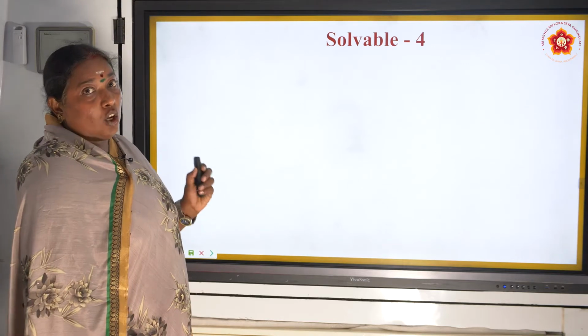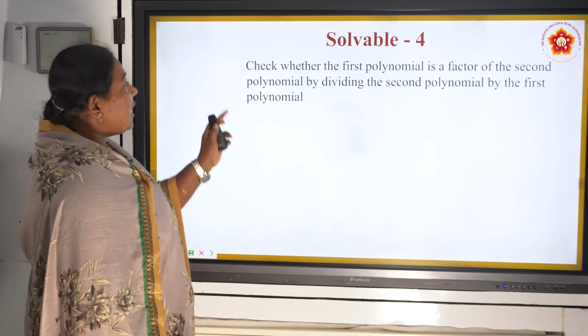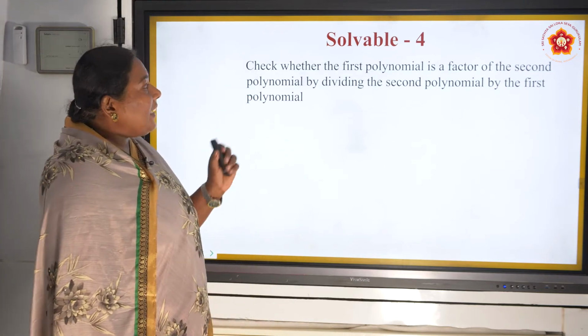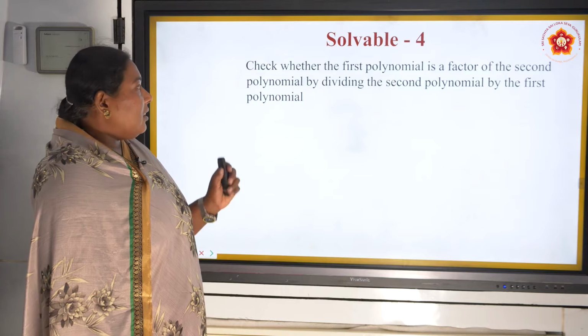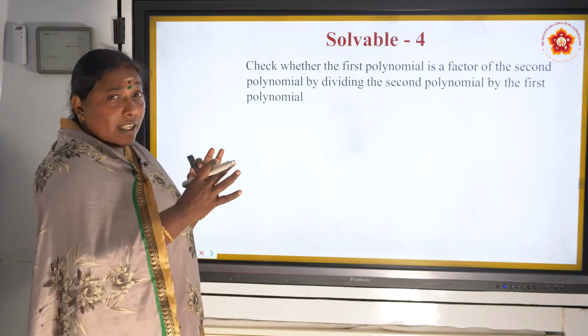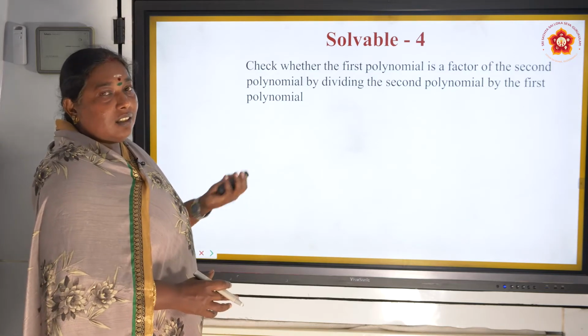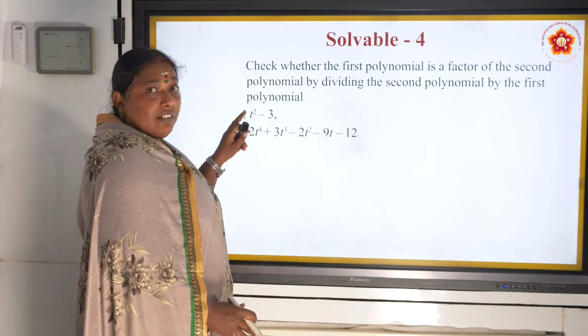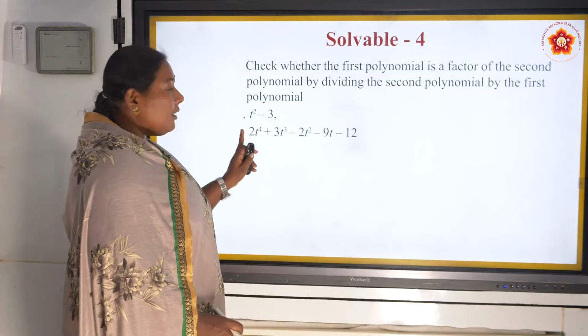Now we are going to see the sums. Let us see. Check whether the first polynomial is a factor of the second polynomial by dividing the second polynomial by the first polynomial. It looks like a very big thing, but it is just like division, that's all. We have to divide the second polynomial by the first.